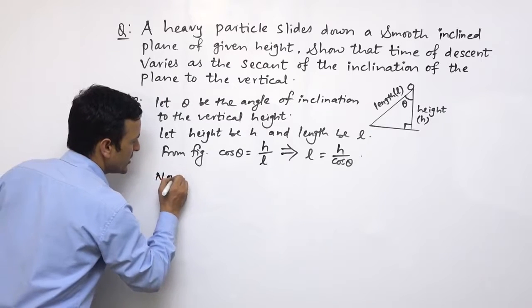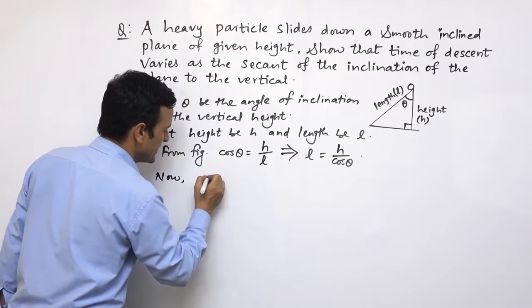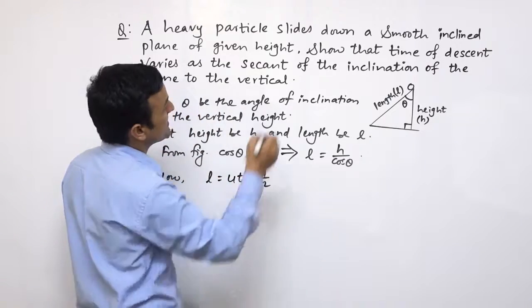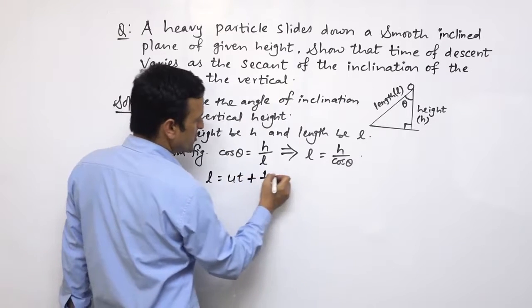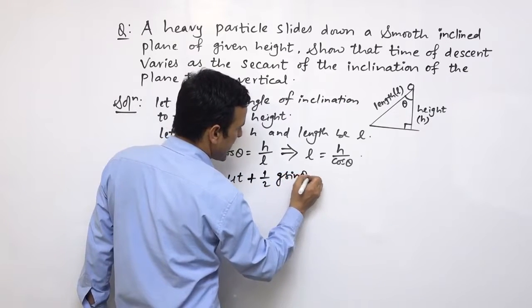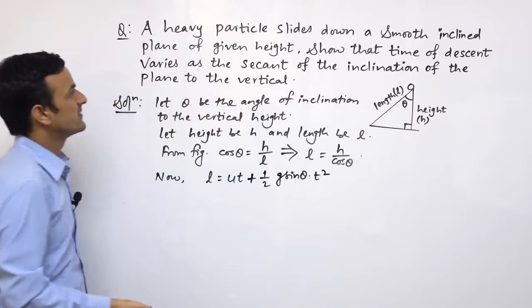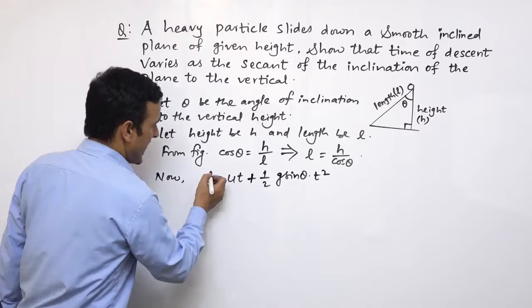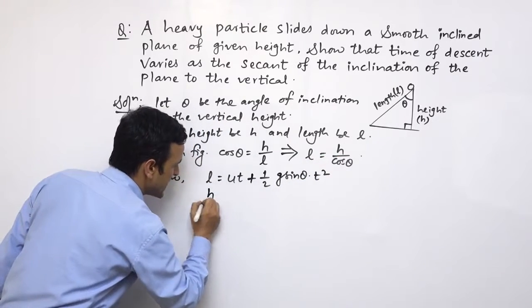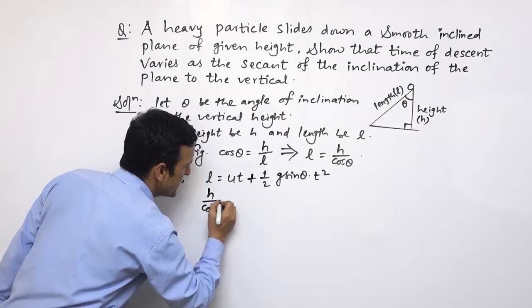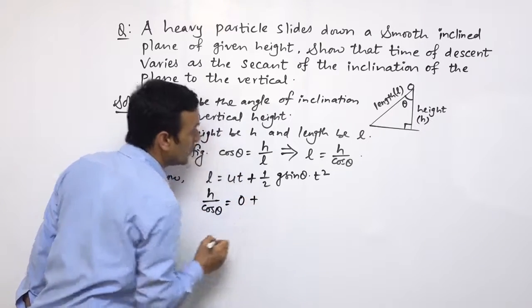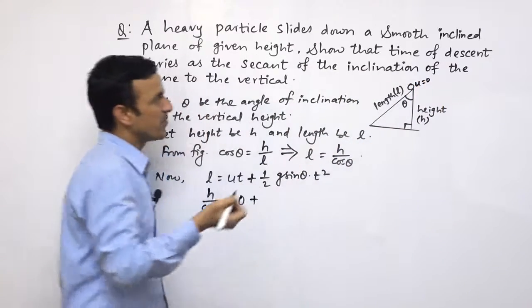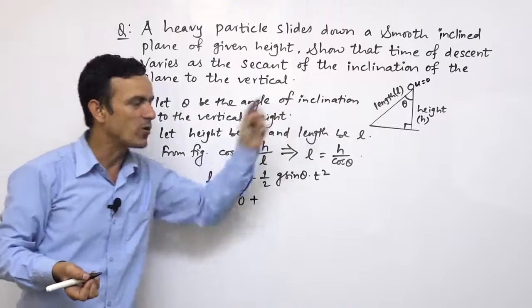So now we can use the formula of this one. L is equal to ut plus half g sine theta into t square, for sliding down. And L means h upon cos theta. And slide down means u is equal to 0 here. From here, top bata slide down hune thiyo, value of u is 0.